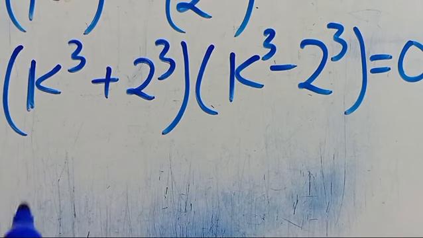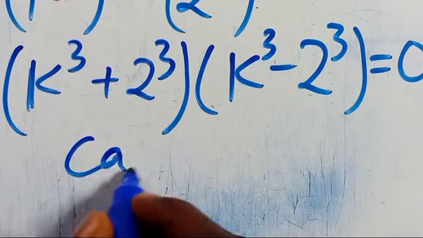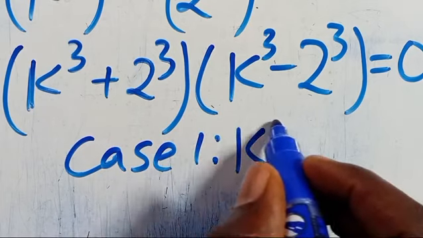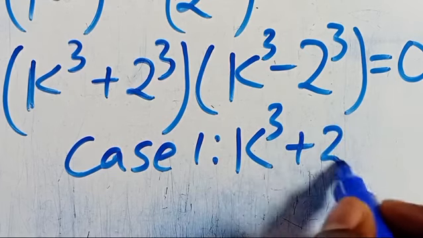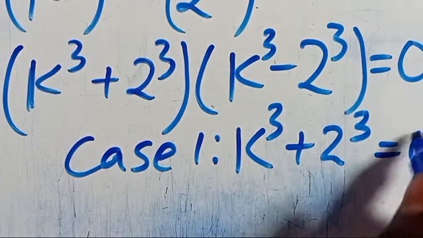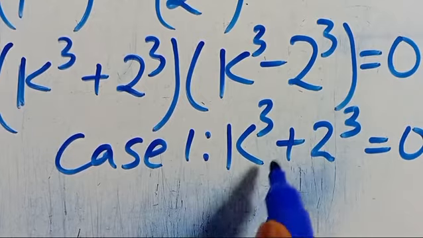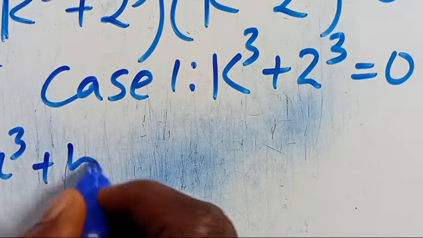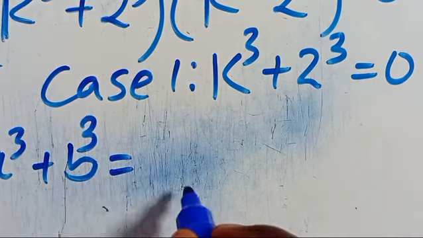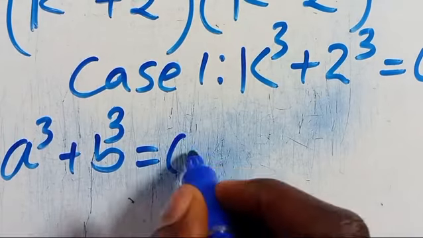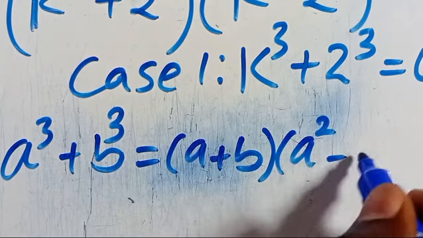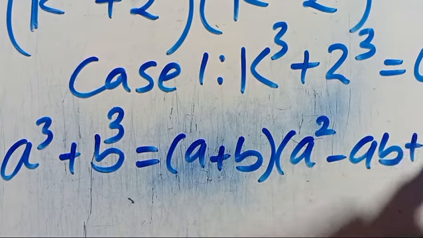And so by so doing, let's say we have case 1, where we have k to the power of 3 plus 2 to the power of 3 equals 0. This is a sum of two cubes. We recall that when we have a to the power of 3 plus b to the power of 3, it equals a plus b in parentheses multiplied by a square minus ab plus b square.